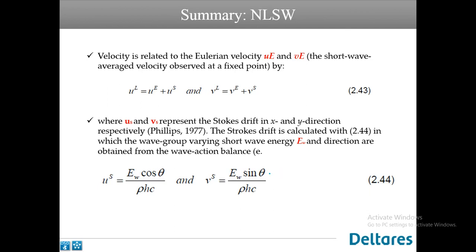Okay, so velocity dalam flow module related to the Eulerian velocity UE dan VE. Because apa, the UE and VE for X and Y. And of course, bila ada U, kita ada V. UE, kita ada VE. And US, kita ada VS. Okay. So, US represents the Stokes drift in X and Y direction. The Stokes drift is calculated with equation 2.44, in which the wave group's short wave energy and direction are obtained from the wave action balance. So, wave action balance ambil kat mana? Ada dekat wave module.